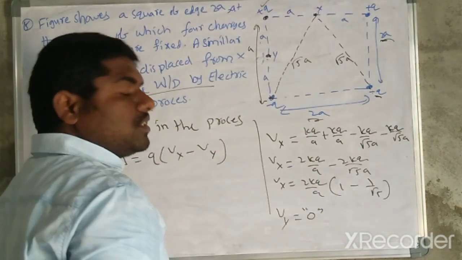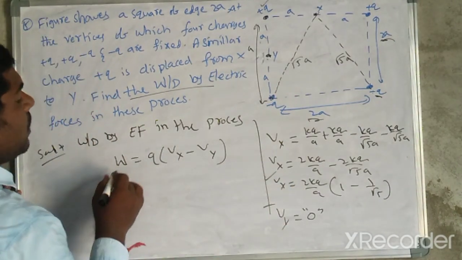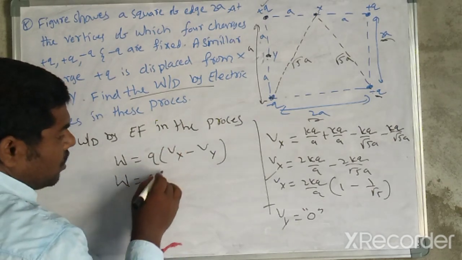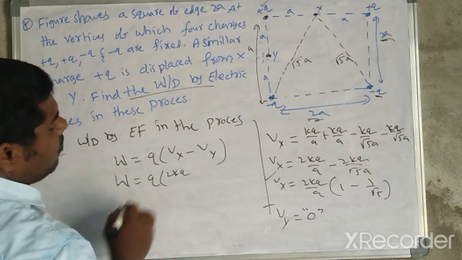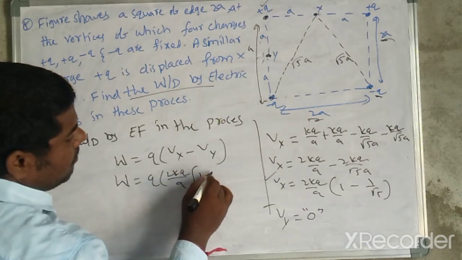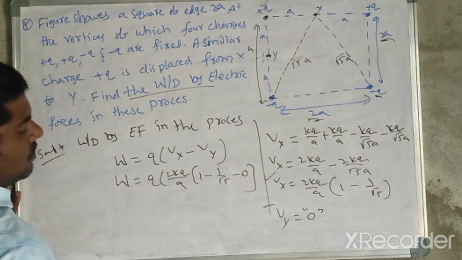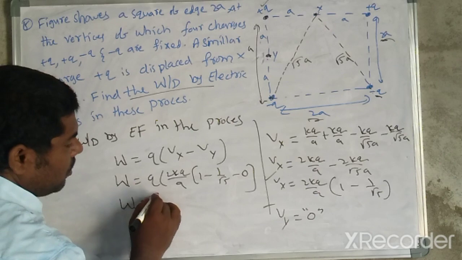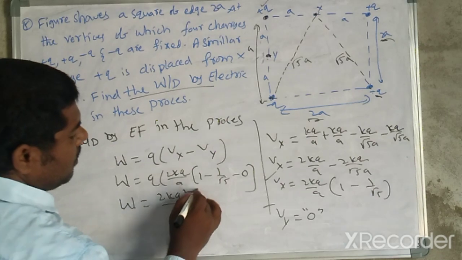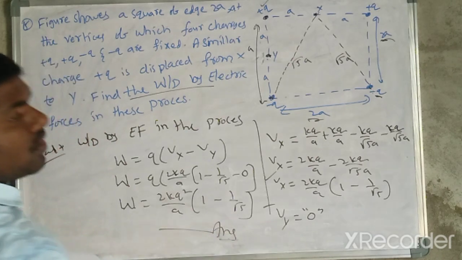Equal and opposite, 0. So substituting this Vx value and Vy value here, we get the work done by electric force in this process. The work done is equal to q into 2kq divided by a into (1 minus 1 by root 5), minus 0. So total work done is equal to 2kq square by a into (1 minus 1 by root 5). This is the answer to the question.